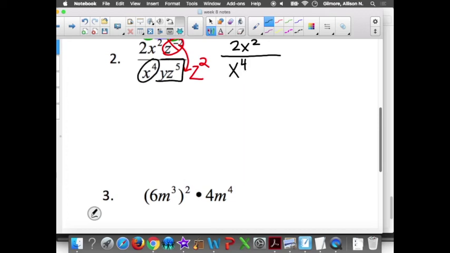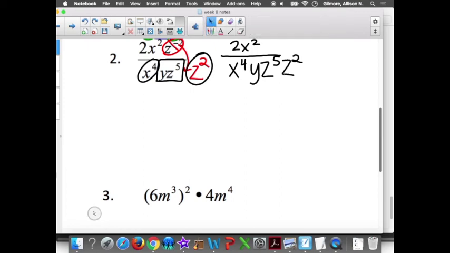y, z to the 5th, and we also have our z squared. Since we have a z to the 5th and a z squared, we're going to use our product rule, where we're going to add those exponents together. So that becomes z to the 5 plus 2, which is z to the 7th.